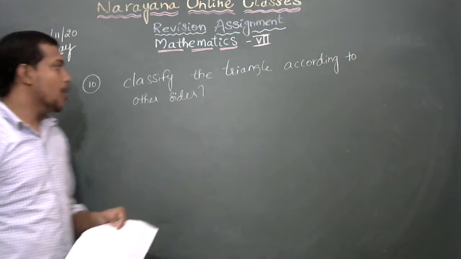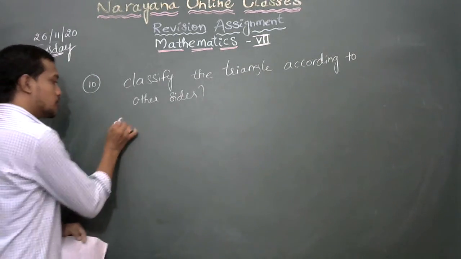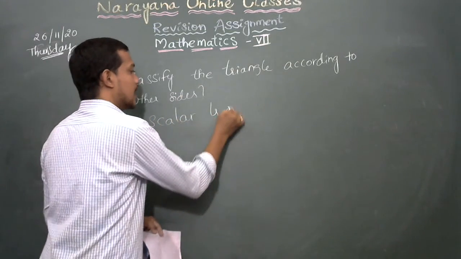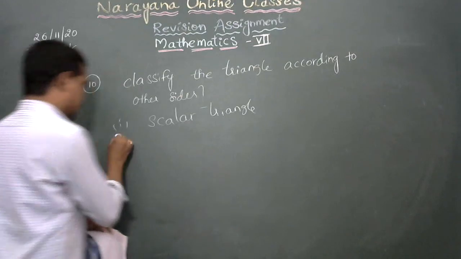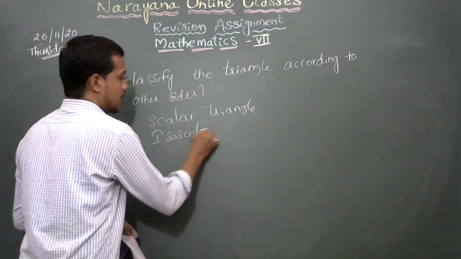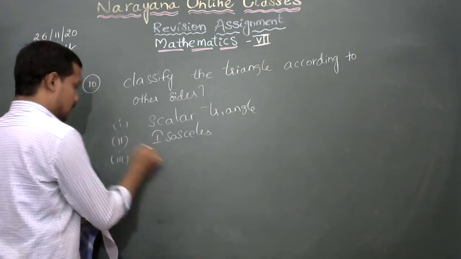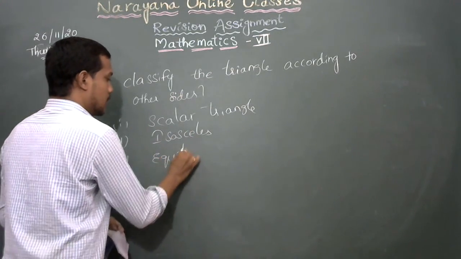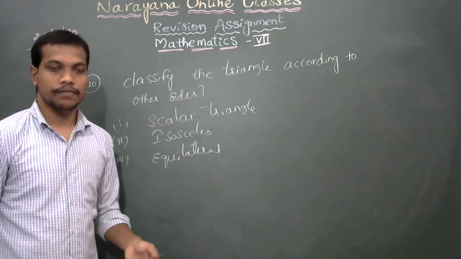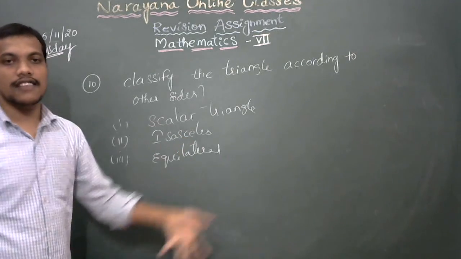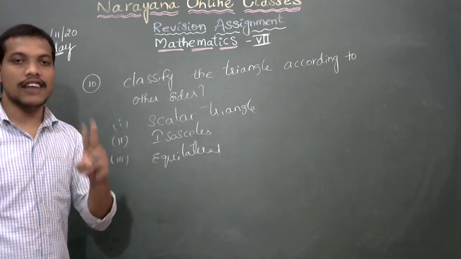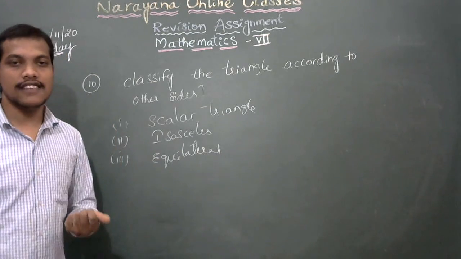Classify the triangle according to sides means: the first one scalene triangle, isosceles triangle, equilateral triangle. Scalene triangle is nothing but the three sides are not equal. Isosceles triangle, only two sides are equal, one side is not equal. Equilateral triangle, all three sides are equal.